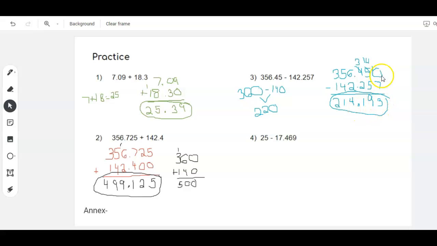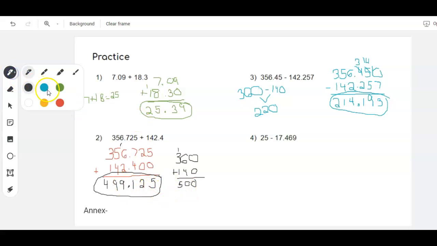And this is a 3. It's 214 and 193 thousandths. Okay. Down here, I solved it, I added, okay? I picked 360 plus 140, got me 500. Those are very close to each other, all right?